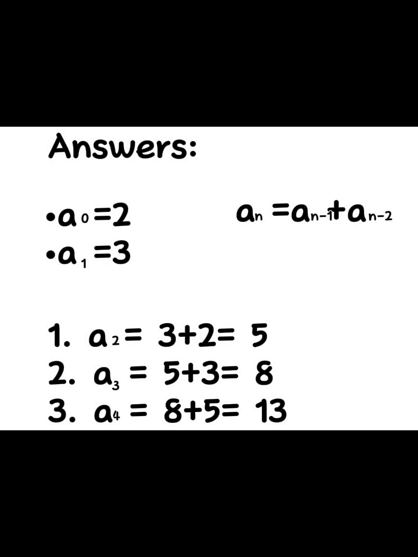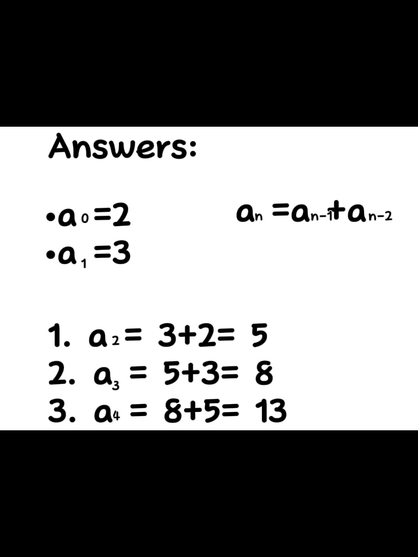Time's up. Let's check your answers. We know the formula, right? a sub n is equal to a sub n minus 1 plus a sub n minus 2. So for number 1, a sub 2 is equal to a sub 1 plus a sub 0. And we know that a sub 1 is equal to 3, so we substitute 3. And then a sub 0 is equal to 2. That's why we have 3 plus 2, which is equal to 5. So for number 1, our answer is 5.